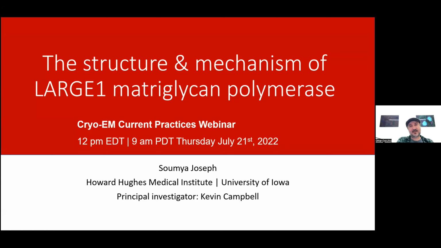biochemical methods to study a glycosyltransferase involved in muscular dystrophy, and is currently supported by both the HHMI and the Wellstone Muscular Dystrophy Research Network. Today, she'll be telling us about some work that she's done both here at PNCC and at APS, which includes her very first cryo-EM reconstruction ever. So Soumya, it's great to have you here, and please take it away.